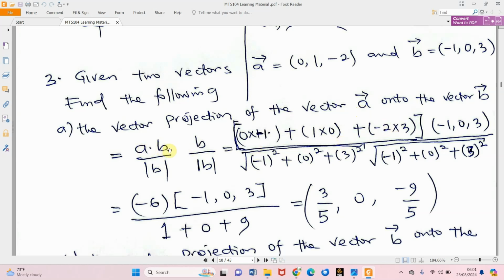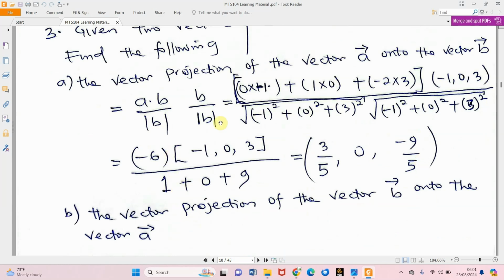So we deal directly with the dot product. We find the dot product. We find the magnitude of B. So we have vector B over magnitude. Just like I've explained earlier, to find the dot product is very simple. That's 0 times minus 1 plus 1 times 0 plus minus 2 times 3. So we have B, which is minus 1, 0 and 3. Then we have the square root, which is the magnitude of vector B.